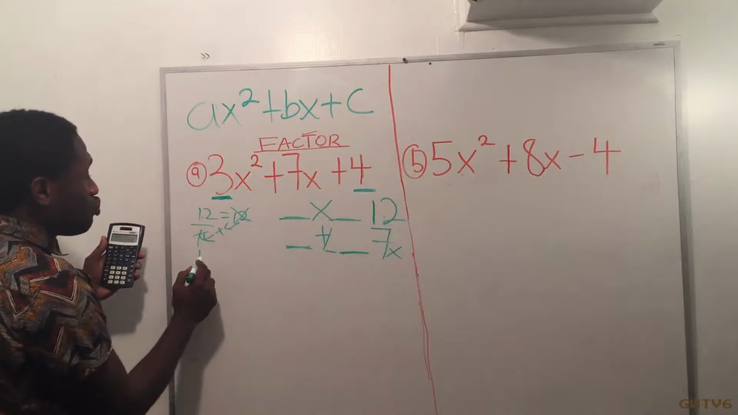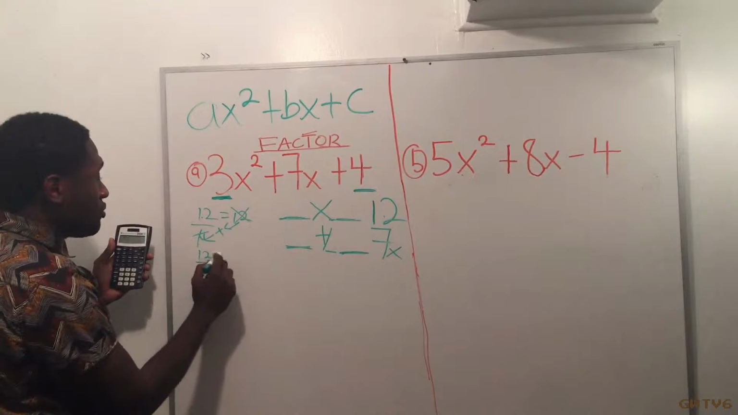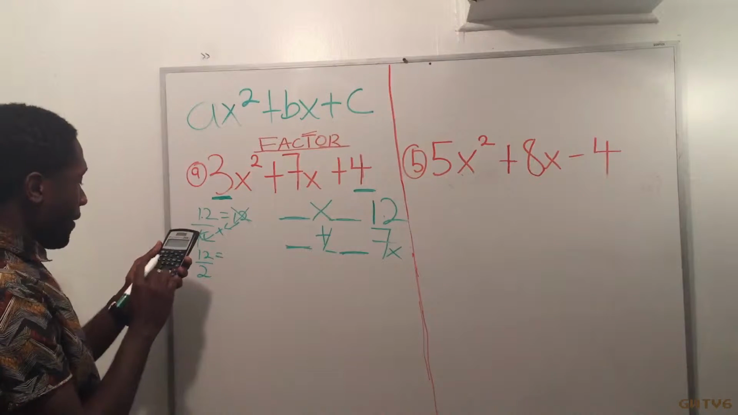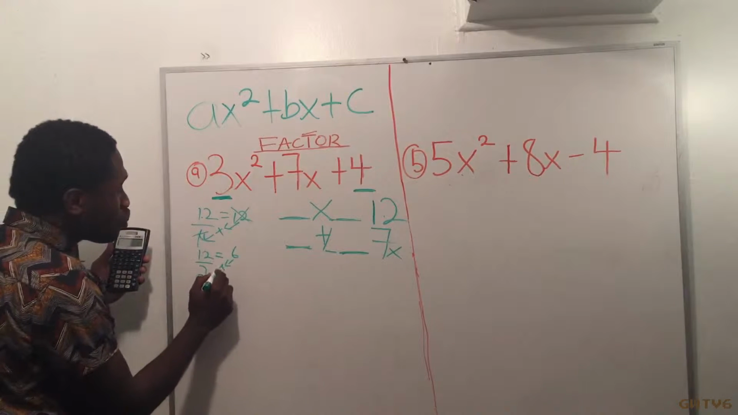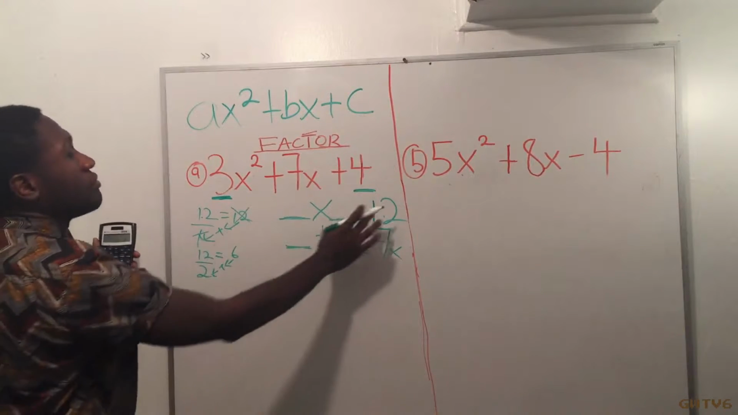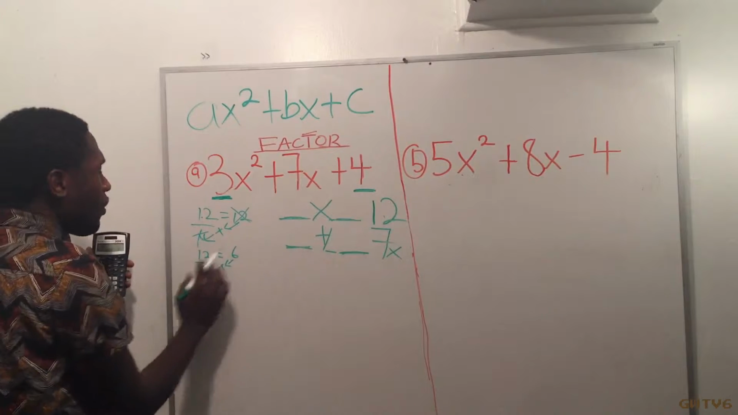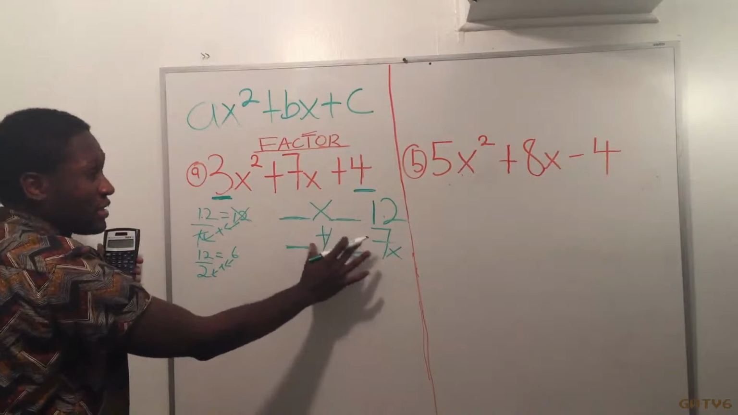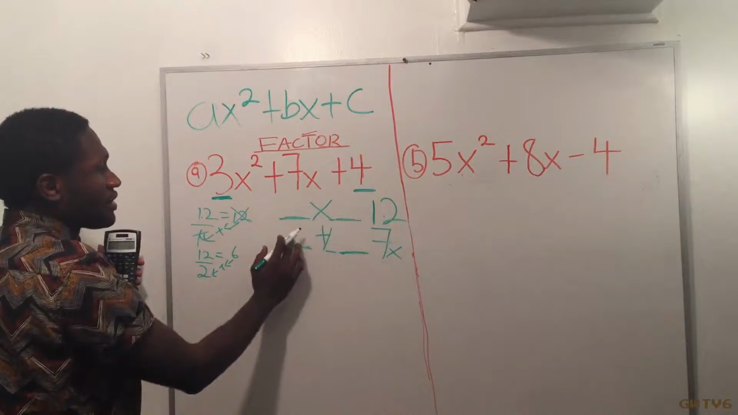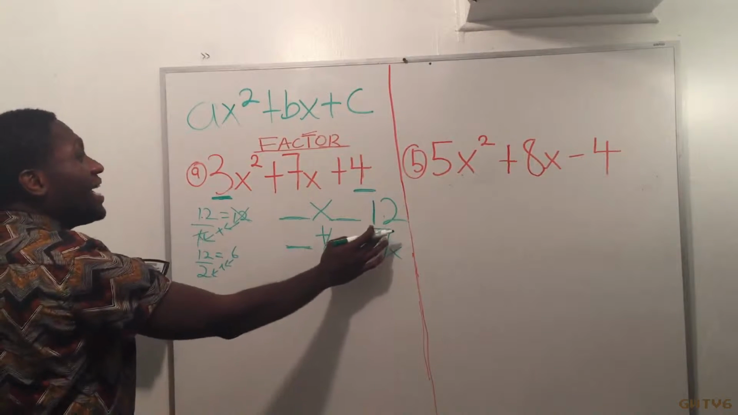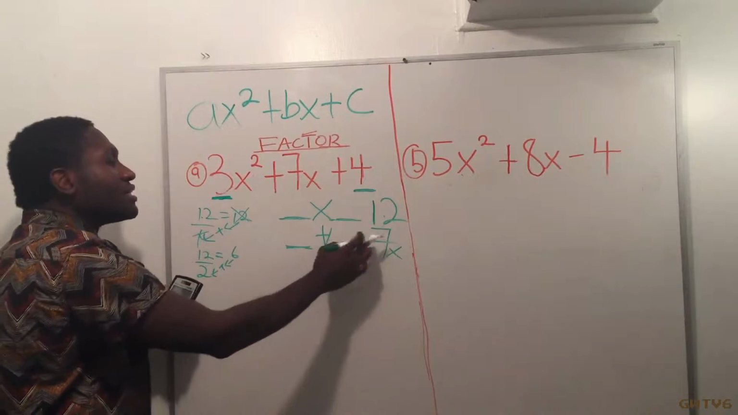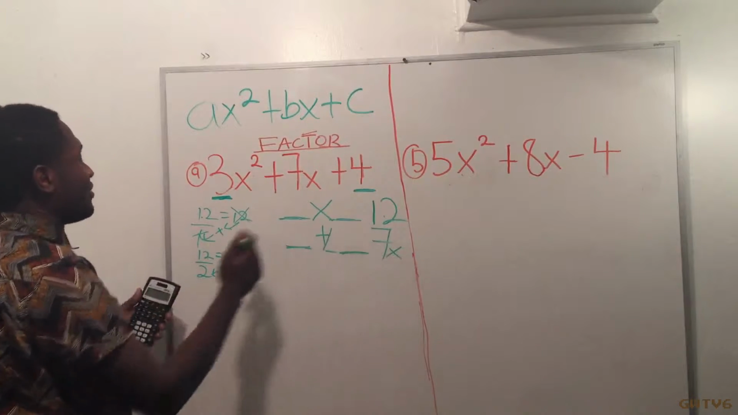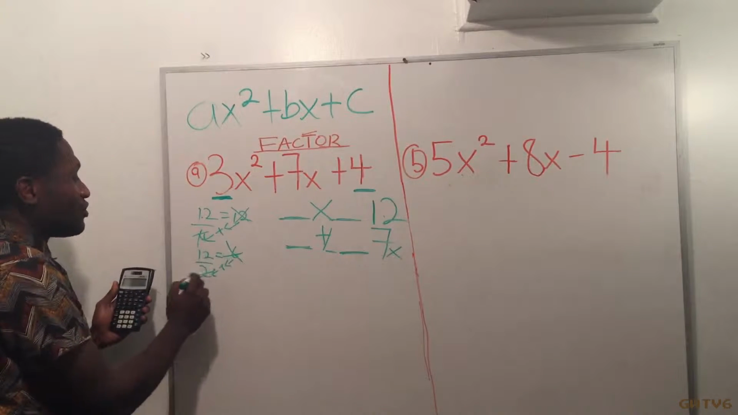And then I'm going to move to 2. 12 divided by 2 is 6. So that means 6 times 2 is 12. That is good for the first part. But what is 6 plus 2? Because I have to use the same numbers to get a 7. 6 plus 2 is 8. So it's not 7. 6 minus 2 is 4. It's not 7. So that means I cannot use 6 and 2.